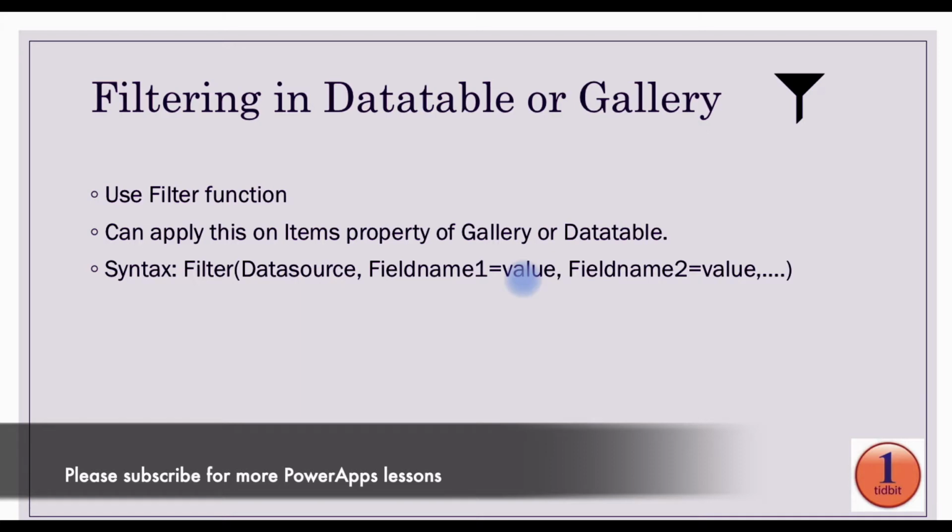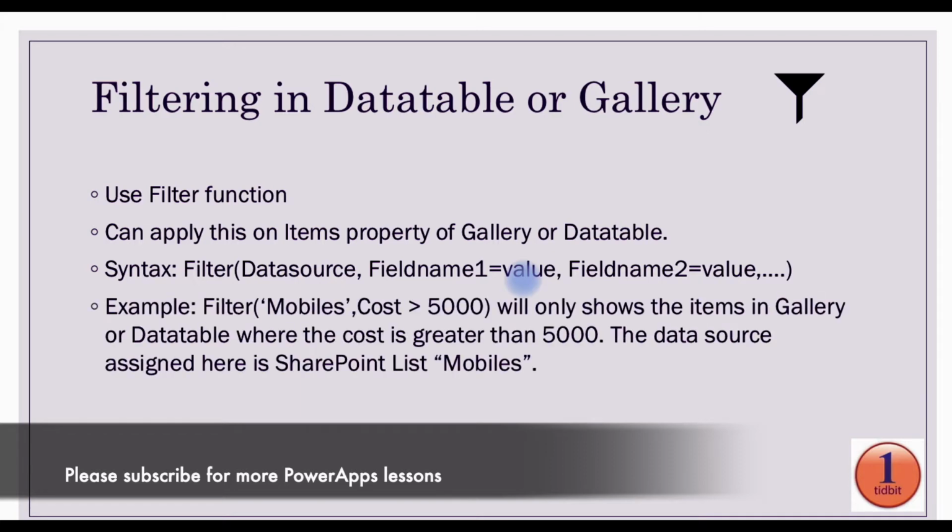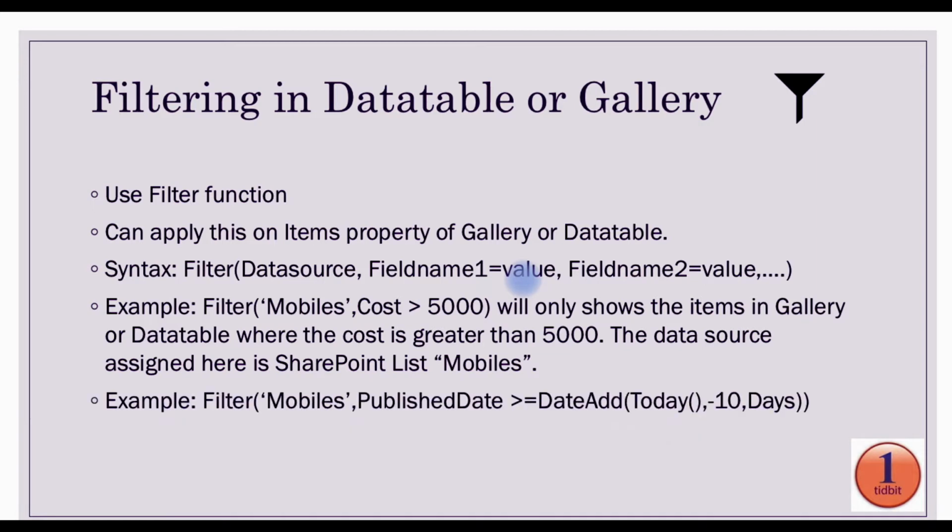Next we can give the field name. You can see the example here: the filter we are applying on the Mobiles SharePoint list, and we are showing the content with the cost greater than 5,000. So it will show all the mobiles which are more than 5,000 in the gallery or the data table.